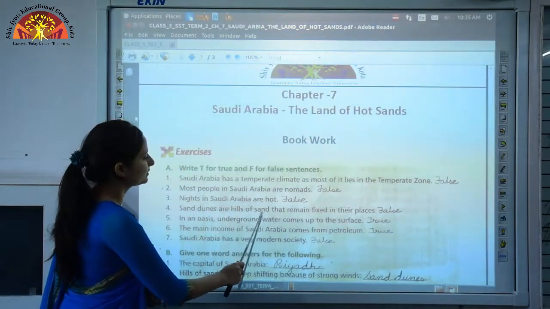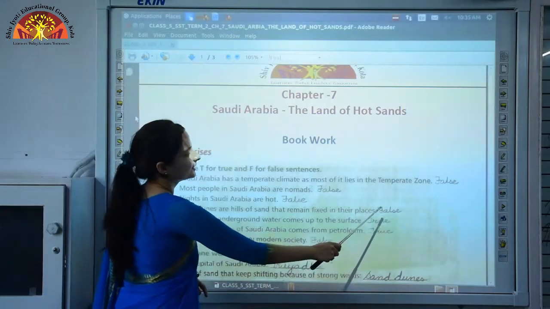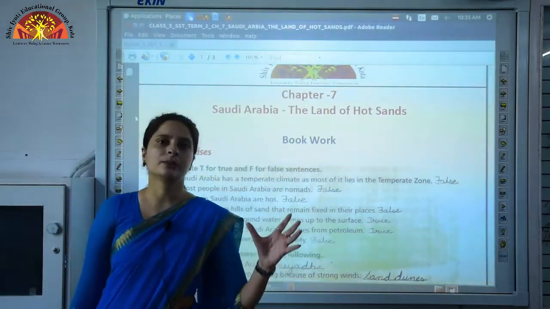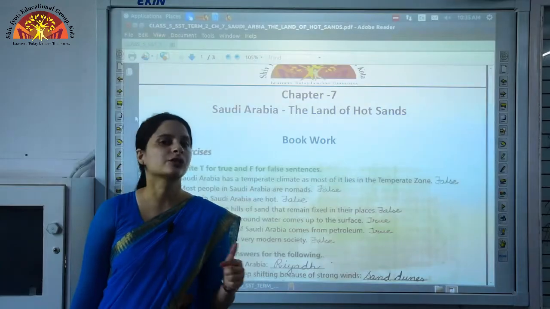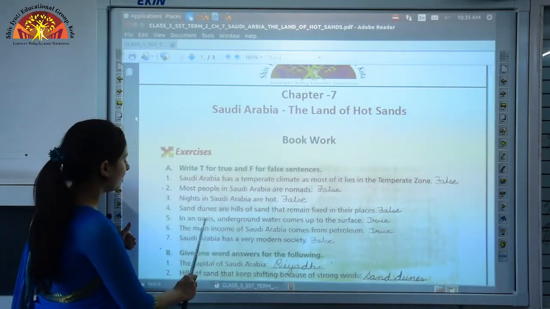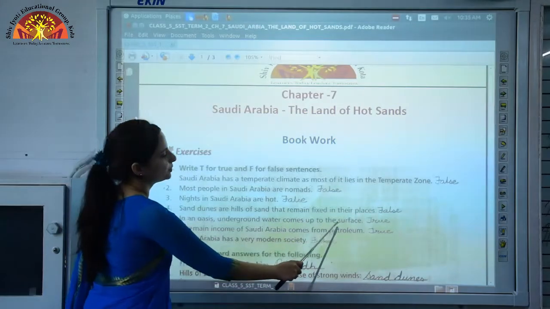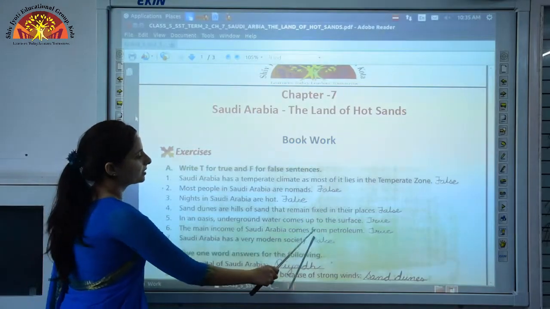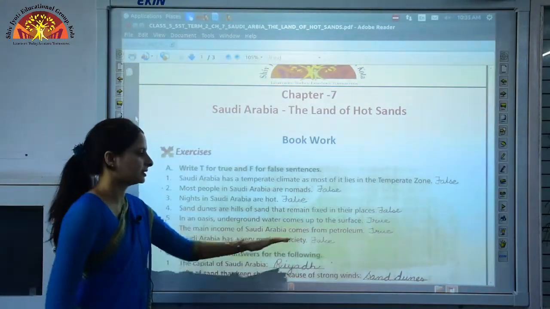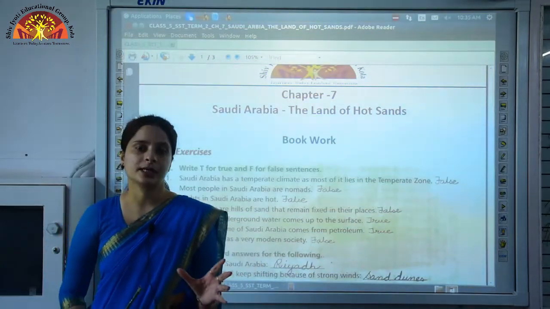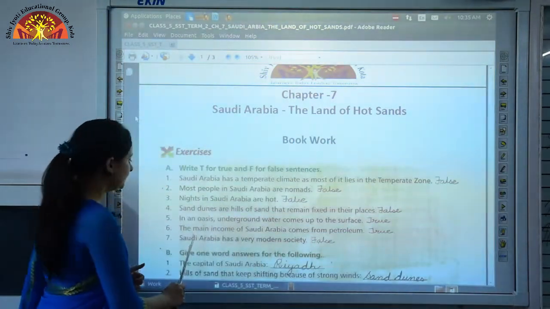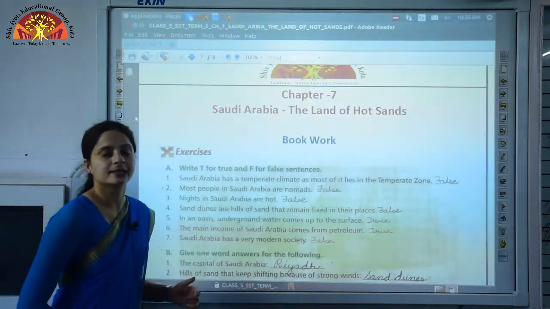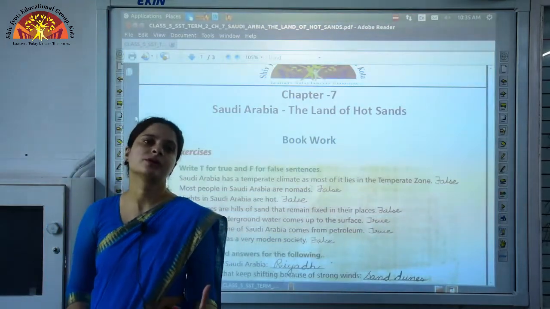Sand dunes are hills of sand that remain fixed in their places. Again, the statement is false. They do not remain fixed. Due to the blowing winds, they keep on shifting and making small hills of sand. In an oasis, underground water comes up to the surface. The statement is true. The main income of Saudi Arabia comes from petroleum. That is true, because it is a natural resource which is found in large deposits over there. Saudi Arabia has a very modern society. False, it has a traditional society because they follow certain customs.